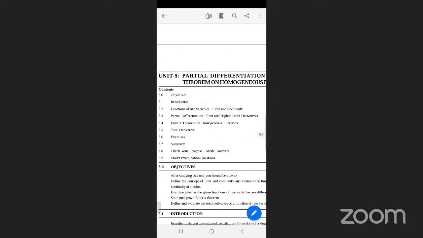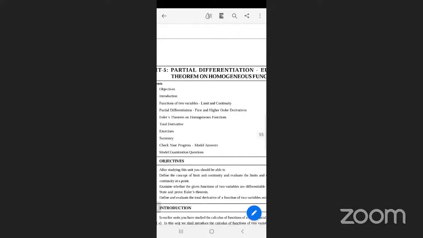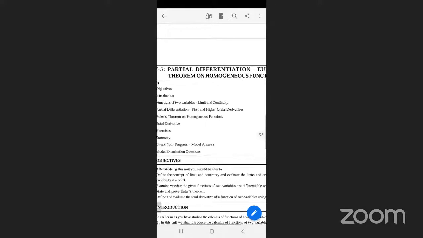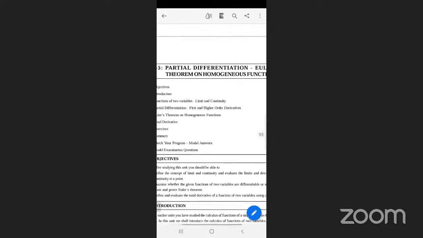Next, unit 5, partial differentiation and Euler's theorem. Yes, this is also one of the most important topics, Euler's theorem. Partial differentiation and Euler's theorem on homogeneous functions.